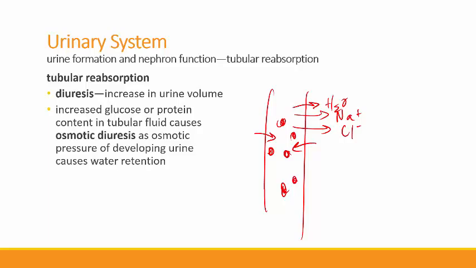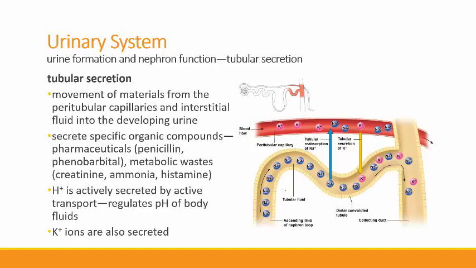Okay, so the proximal convoluted tubule is one place where we see lots of reabsorption, but it's not the only place. And we're going to look in a minute at some other locations where there's lots of reabsorption in the next lecture. But we're going to go on and look at the process of tubular secretion, just so that we have an idea of how this is working as well.